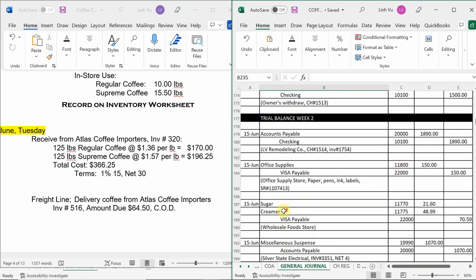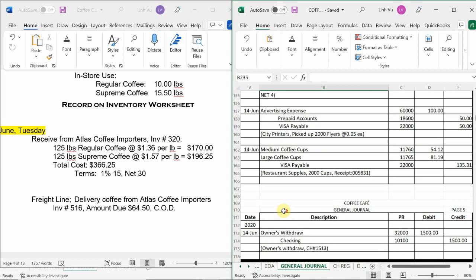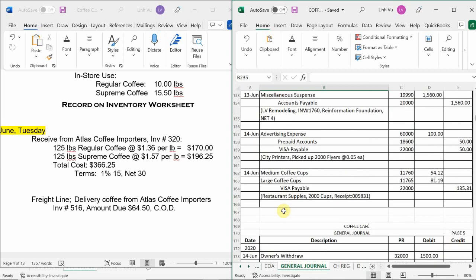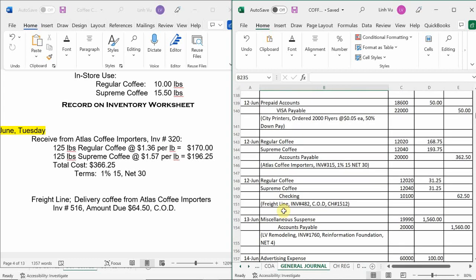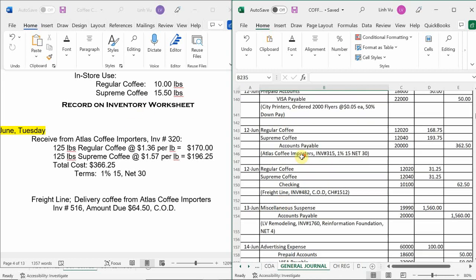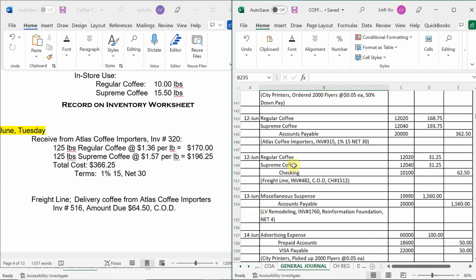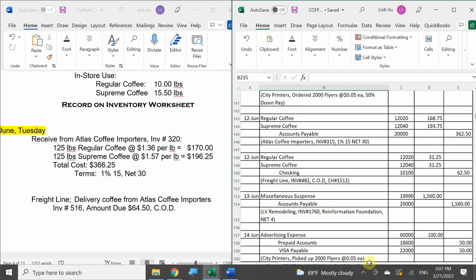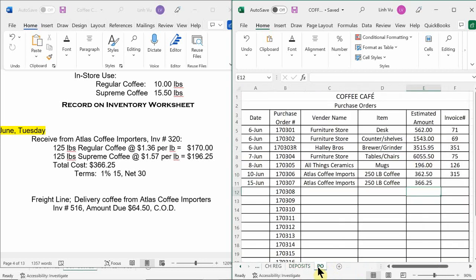What does that mean when we received our coffees? You have to pay your COD. In this case, that's one of the transactions, yes. Go to your purchase orders. Purchase orders, okay. So purchase orders right here, right?